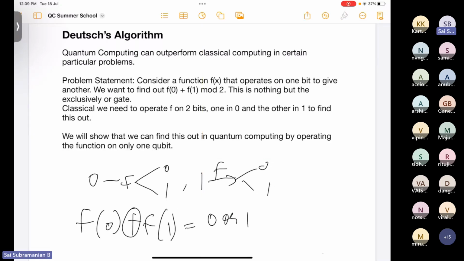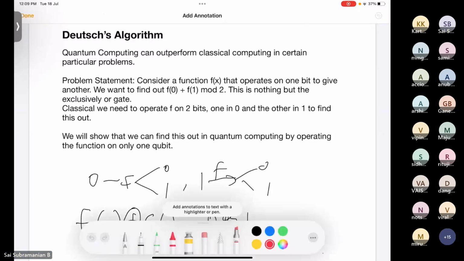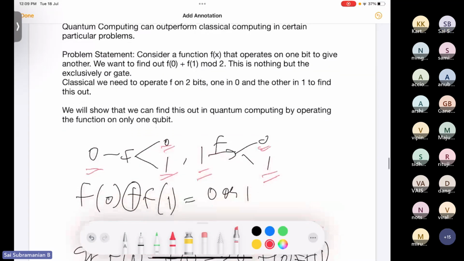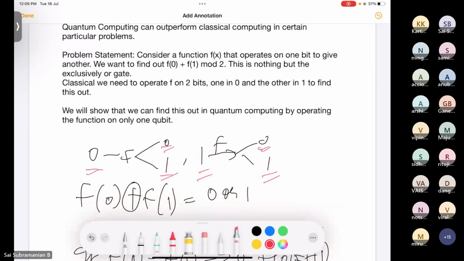So the problem that we are working with is, say we have a function f of x that operates on one bit to give another. So our f operates on 0 and it gives either 0 or 1. It operates on 1, it either gives 0 or 1. So it takes 1 bit to another 1 bit. And we want to find out f of 0 plus f of 1 mod 2.